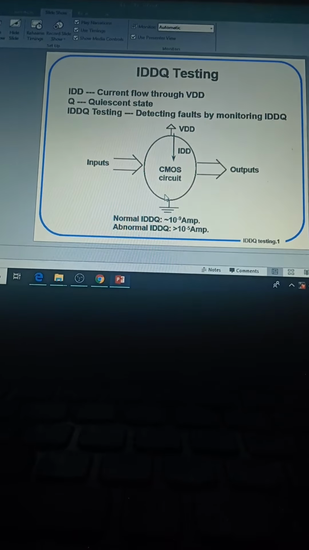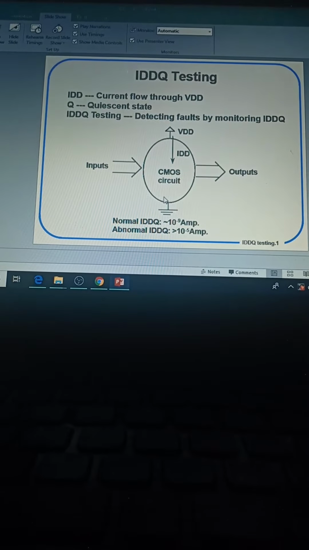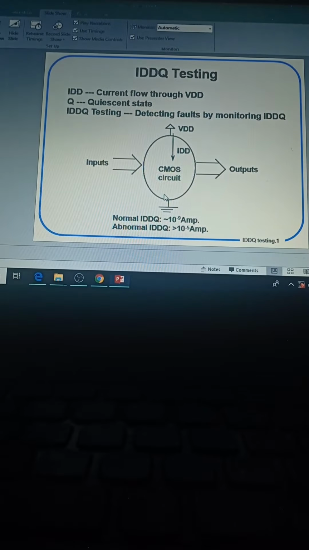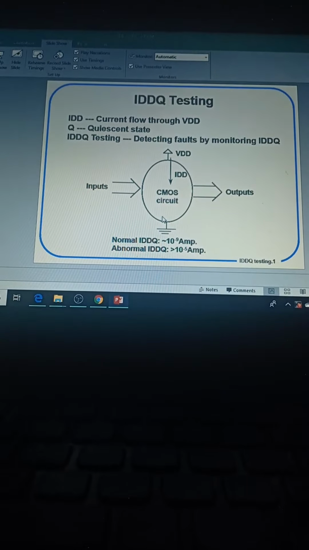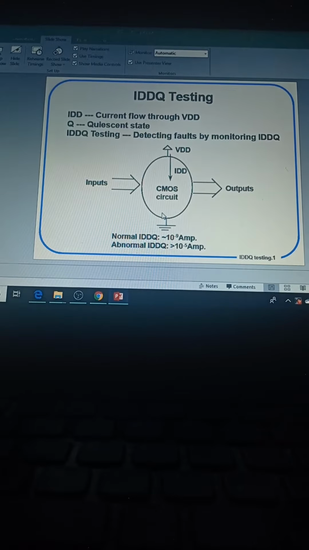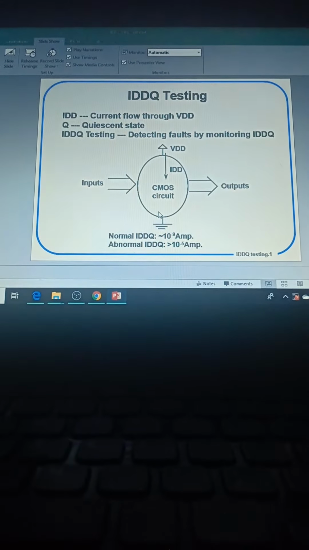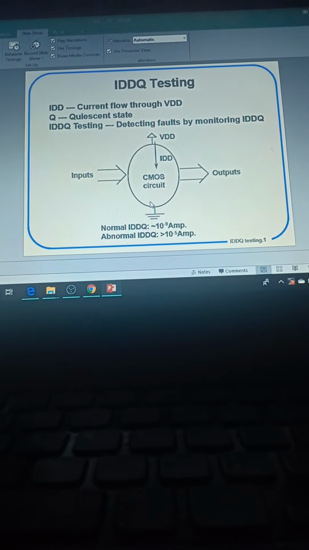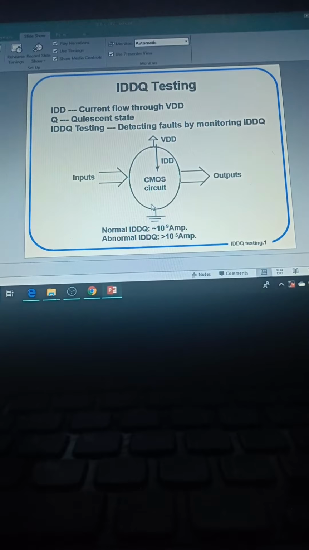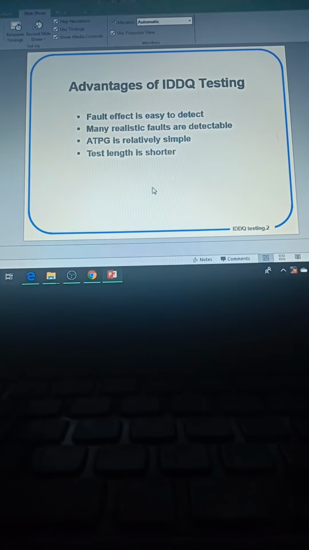What is IDDQ testing? IDD is nothing but the current flowing from the power supply VDD. The Q represents the quiescent state, that is, when no input is given. IDDQ testing detects faults by monitoring the value of IDDQ. If there is no fault in the circuit, then the normal value of IDDQ will be around 10 power minus 9 amp. In case any fault is present, the value of IDDQ will be greater than 10 power minus 5 amps.